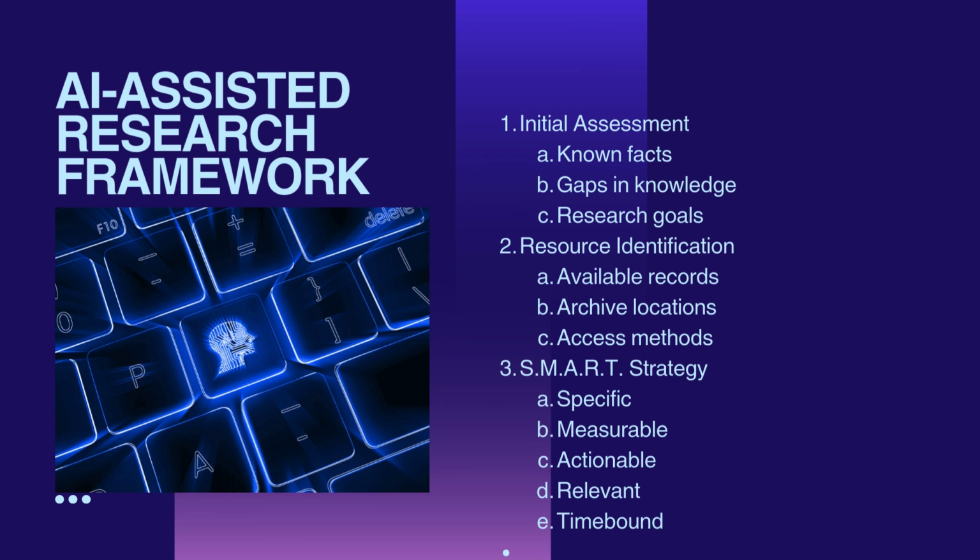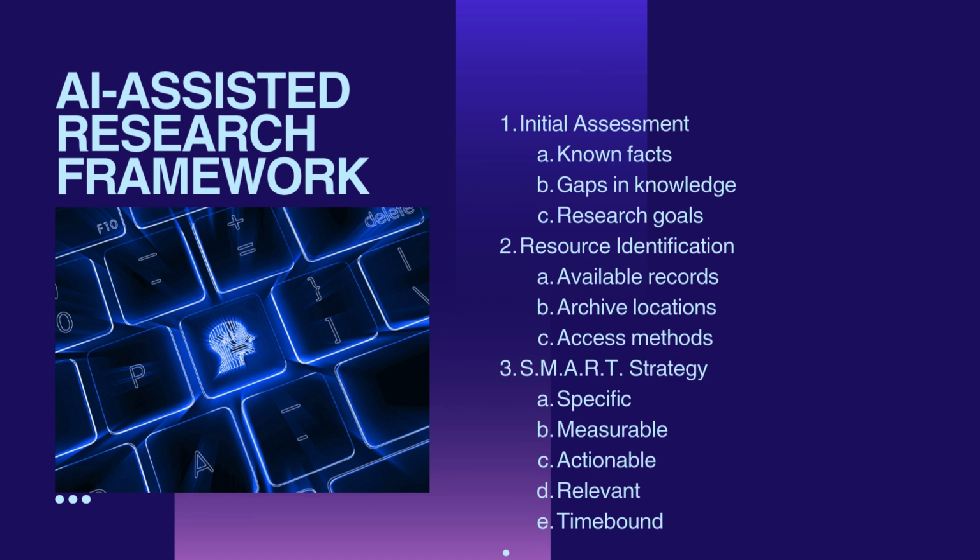First, I recommend that you establish a research framework. AI tools can assist you with that too. You'll need an initial assessment, then resource identification, and a SMART strategy. You provide the key items for the initial assessment of known facts, gaps in knowledge, and your research goals. You can upload any available records that you already have and request information about further available records, archive locations, and how to access those archives.